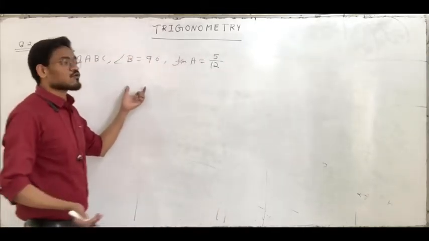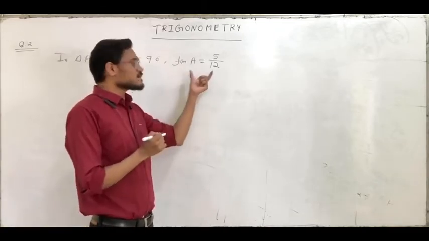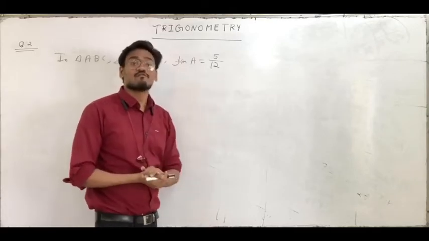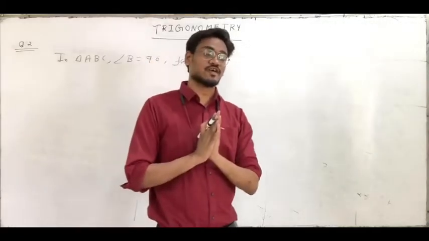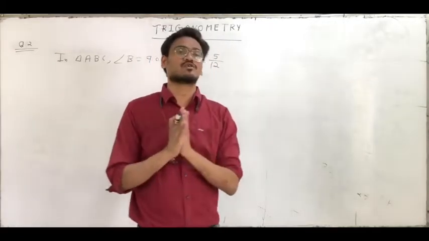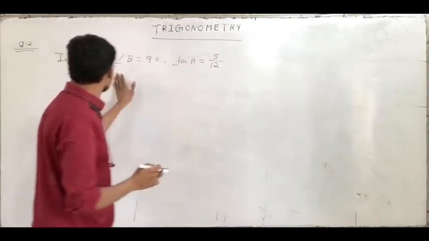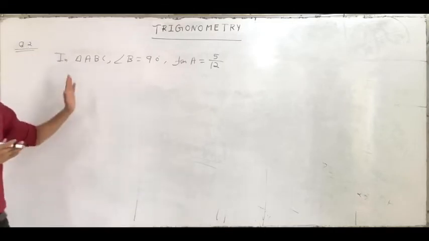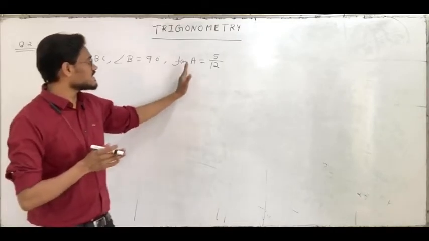In this type of question, we are given one particular trigonometric ratio, and with the help of this trigonometric ratio, we will find all other trigonometric ratios. So this kind of question can come in your examination. In triangle ABC, angle B is 90 degree, tan A is 5 by 12.